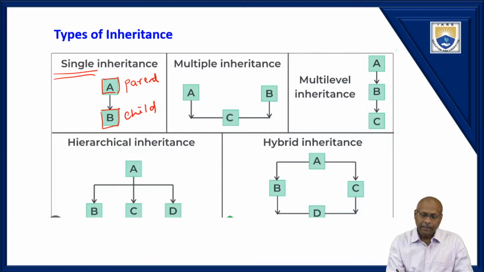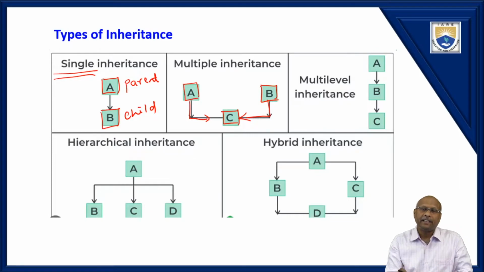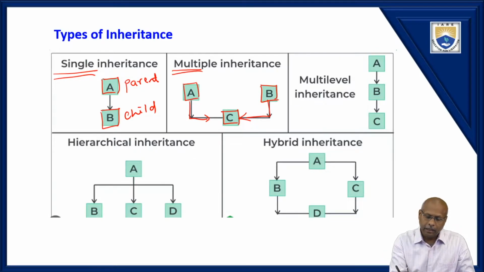Similarly, there is one more inheritance, multiple inheritance. A is one parent, B is another parent. C is getting the property from A as well as from B also. So whenever you are having 2 parents, that is multiple inheritance. So for C, A is one parent, B also a parent. That means C gets property from both the parents.